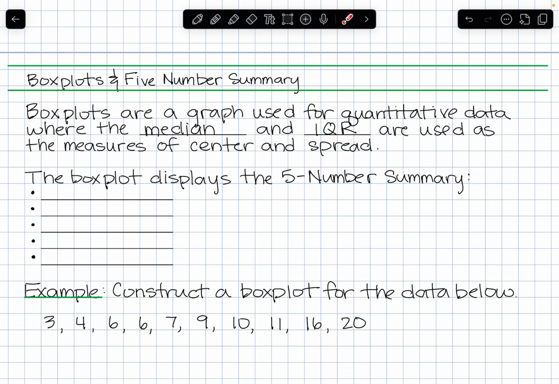Box plots are based on what's called a 5-number summary. 5 summary statistics from the data set. We need the minimum. We need the first quartile. We need the median, which we know is also known as the second quartile. We need the third quartile. And we need the maximum.